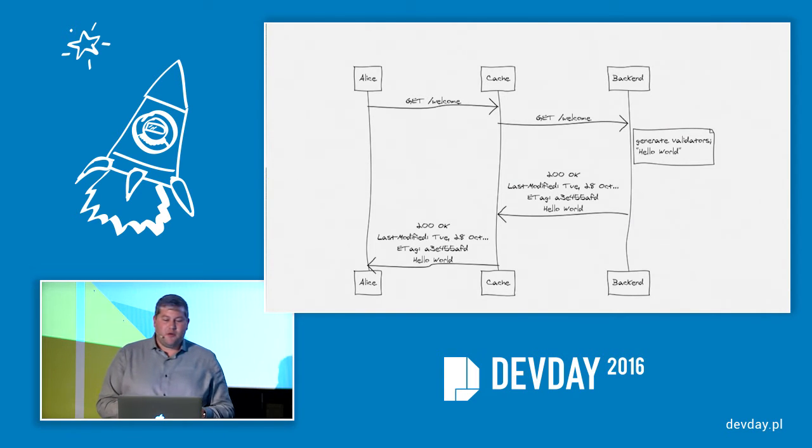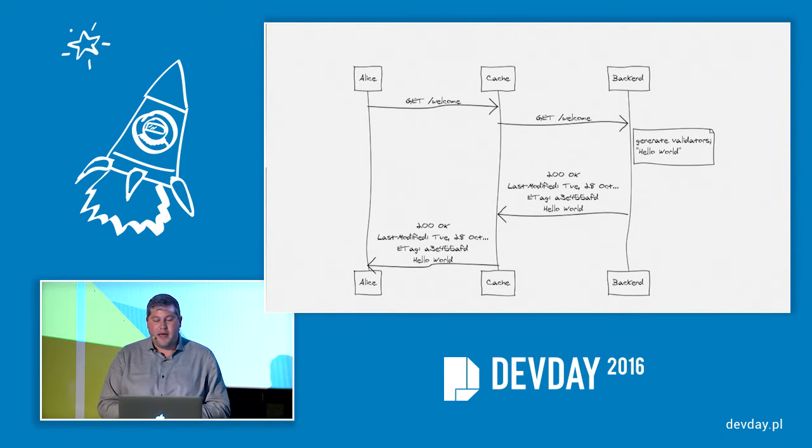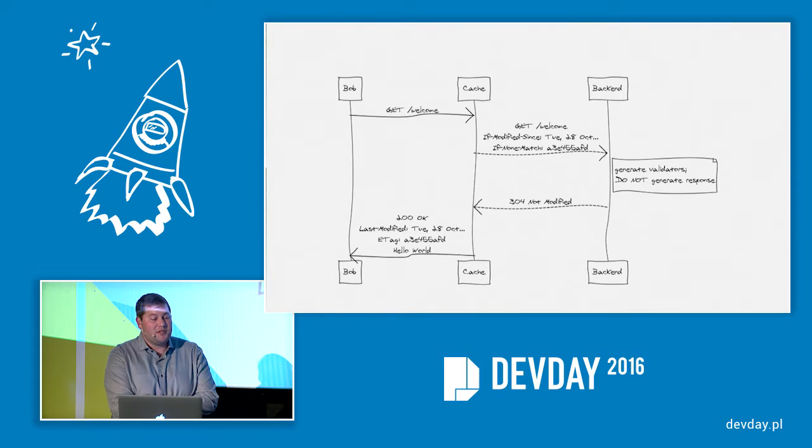So Alice comes along and requests /welcome. There's nothing in the cache, so the cache makes a request to the backend machine. It generates an HTTP 200 response with hello world as the content, except this time it also specifies an HTTP header of last modified as well as an ETag. So an ETag is simply a unique ID for this resource at a given time. And then the cache will return this to Alice, and then you've basically saved the backend one single request.